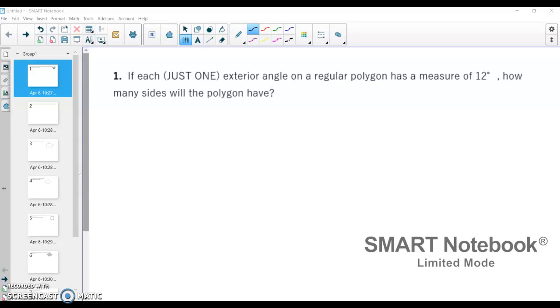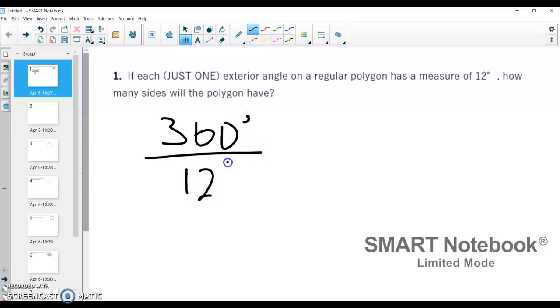And so we have to think, if each of them is 12 degrees, how many sides would it take for that to get to 360? And the short way to do that is you say there's 360 degrees total if you summed up all of them, and you can divide that by the 12 degrees, and this will tell me my number of sides. So 360 divided by 12 tells me this is a 30-sided shape, so there's 30 sides.